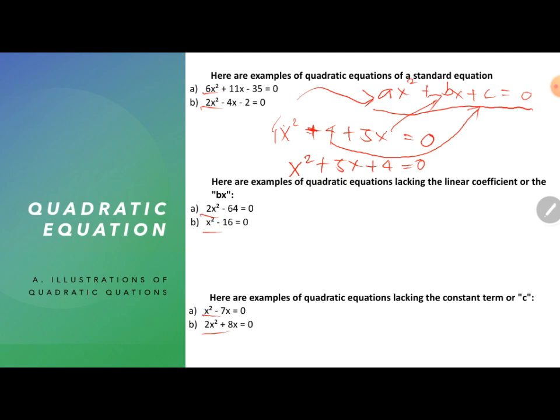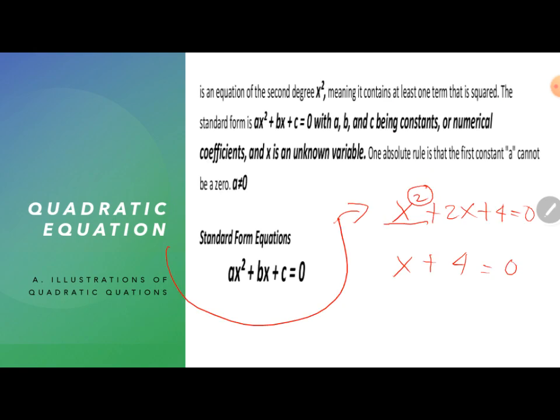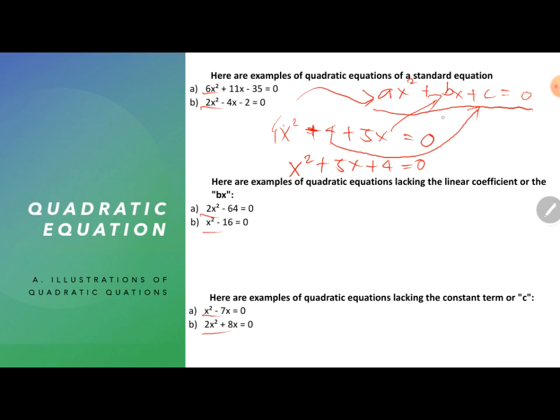Okay, just a recap for our lesson for today. Always remember that a quadratic equation must contain a second degree. Next, in writing the standard form of the equation, always try to follow this type: ax squared plus bx plus c, where a should not be equal to 0. And that's for our lesson for today.